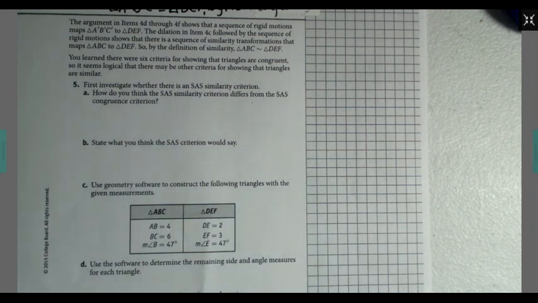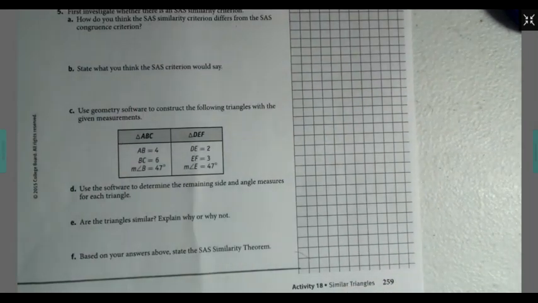C. Use geometry software to construct the following triangles with the given measurements. AB equals 4, BC equals 6, and measure of angle B equals 47 degrees. We know that DE equals 2, EF equals 3, and angle E equals 47 degrees. D. Use the software to determine the remaining side and angle measures for each triangle. E. Are the triangles similar? Explain why or why not. F. Based on your answers above, state the side angle side similarity theorem.